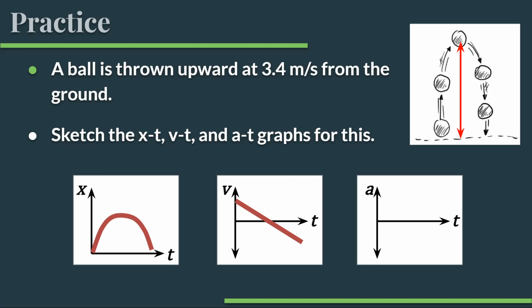And then my AT, every time, and I said this yesterday, they will all look exactly the same. It does not matter if it is thrown upward, thrown downward, or dropped. Acceleration is always gravity. Gravity is always negative 9.8. All of those graphs will look like that.